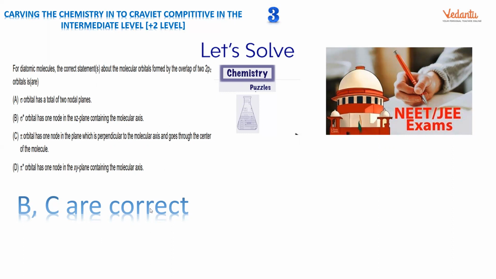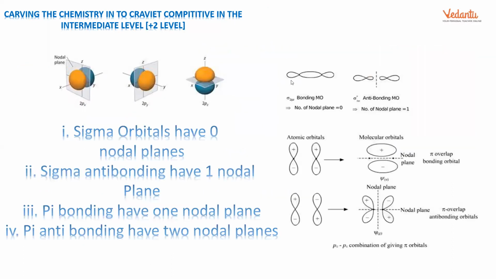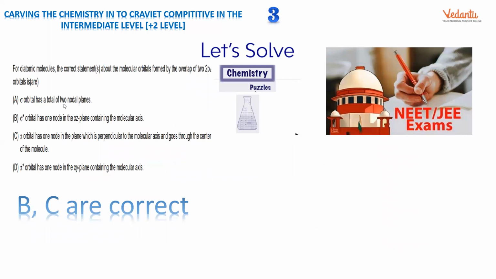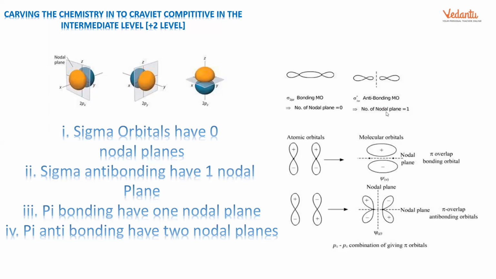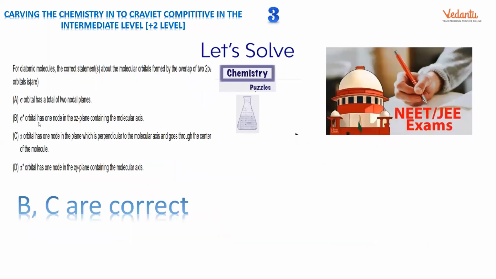Let's see how it is possible. If you see, sigma bonding orbitals are not having any nodal planes. Nodal plane means where the probability of finding the electrons is 0. That is called a node, where electron density is 0. For sigma bonding, nodal planes are 0. But they mentioned sigma orbital has 2 nodal planes. This is a wrong assumption. And sigma anti-bonding is having 1 nodal plane, which is the correct answer. B will be the right answer only.